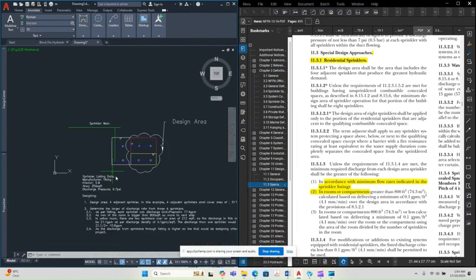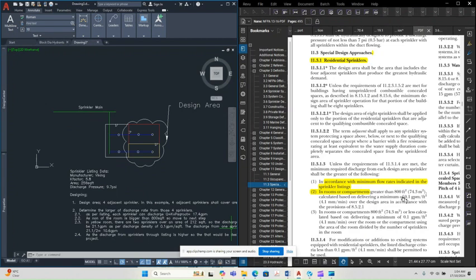the next step is to make sure that the required discharge from each of the sprinklers in this design area shall be the greater of three different parameters you need to comply with. You cannot simply say, okay, the area is chosen, the sprinkler class has been identified, and let's go, but you have to make sure, as per clause 11.3.1.3 of NFPA 13, of the minimum flow rate indicated in the sprinkler.